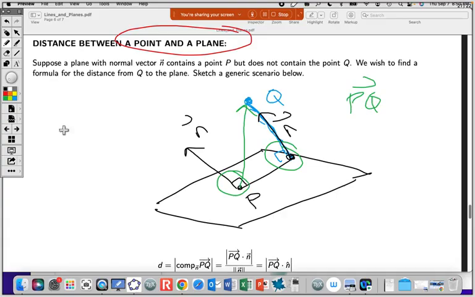Before we go any further with that, do you understand the geometry of what's going on there? Remember, projection is basically taking the shadow. So we're going to project PQ onto the normal vector, and then measure the length of that. Let me know if that procedure makes sense.